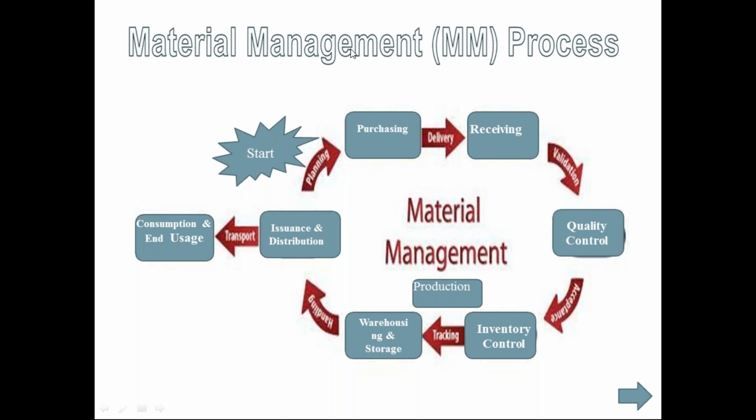Now we'll be seeing the materials management process. If you are starting from this point, it can be planning, then purchasing, then delivery of the product, then the receiving, then validation, quality control, acceptance, inventory control, tracking, warehousing and storage, handling the project materials, issuance and distribution, then transport, and final consumption and end usage. So this is a typical material management process cycle.